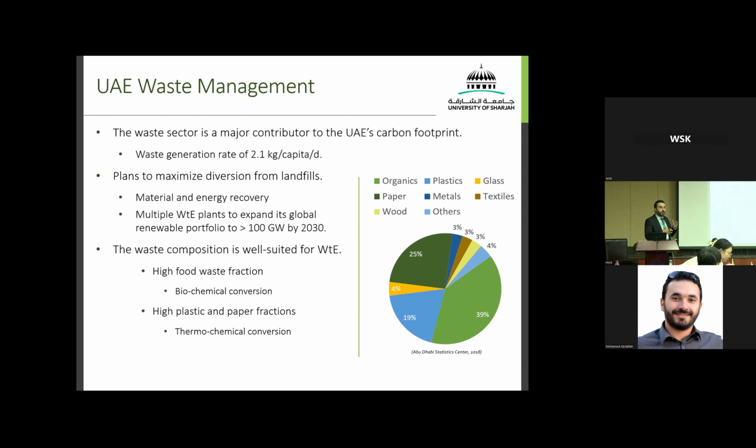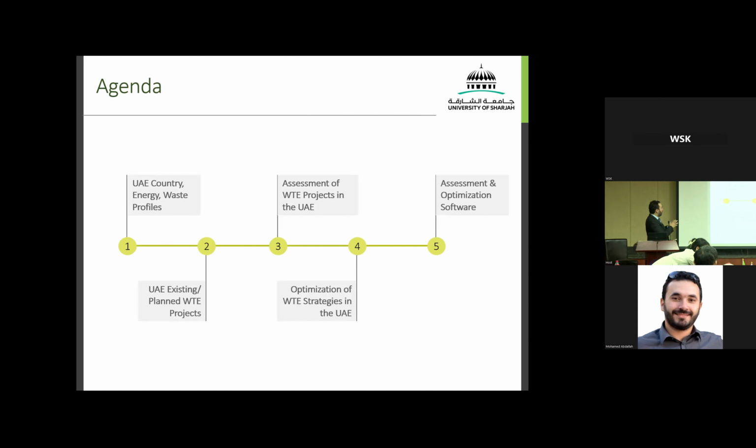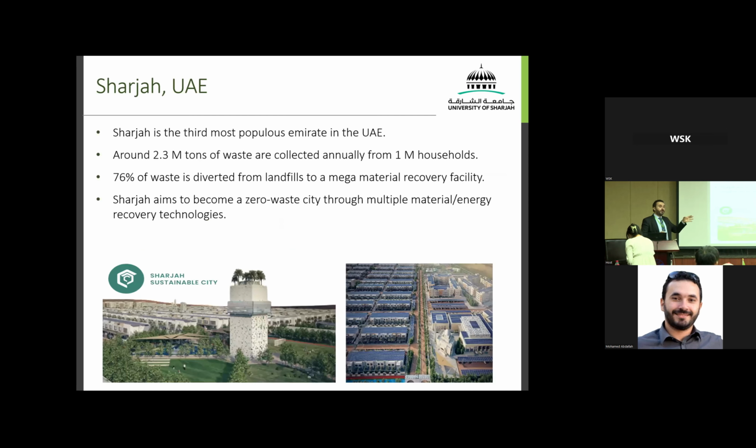When you look at this waste composition, any waste to energy expert will just say, yeah, there is an opportunity there. Well, actually two opportunities. One on the side of the food fraction, so biochemical conversion of the waste is very feasible. And the high plastic and paper fractions will also promote thermochemical conversion. So this is the basis of our discussion today, talking about the UAE as a country and the profiles of the waste. Now I'll take you through the projects first, and then we talk about the research behind those projects.